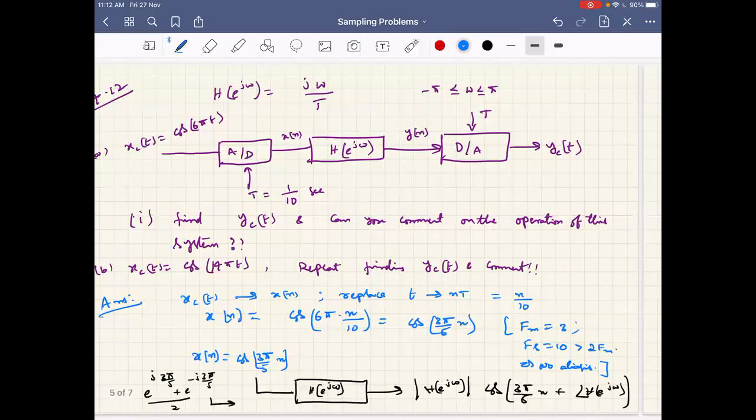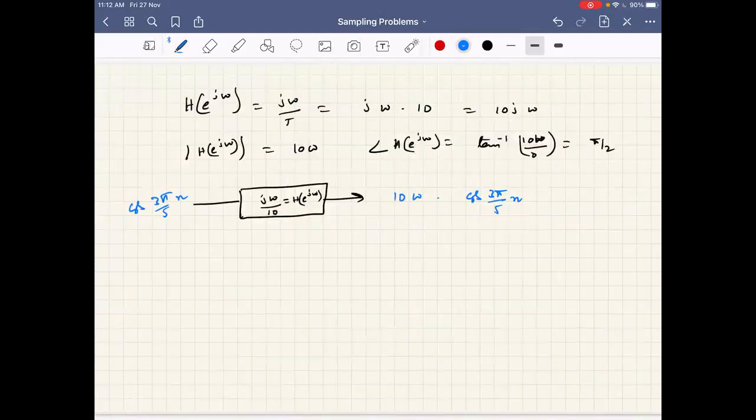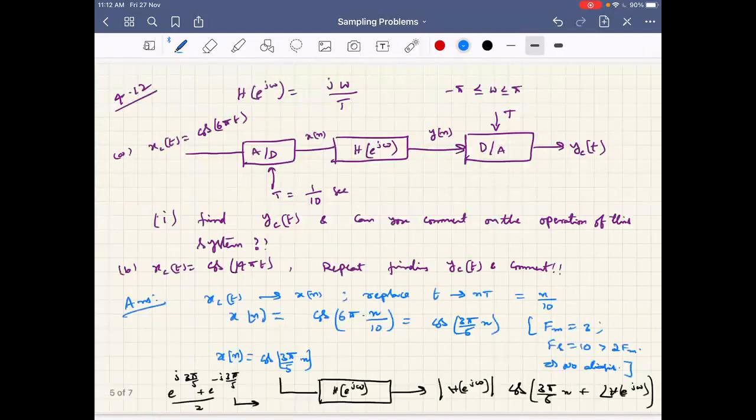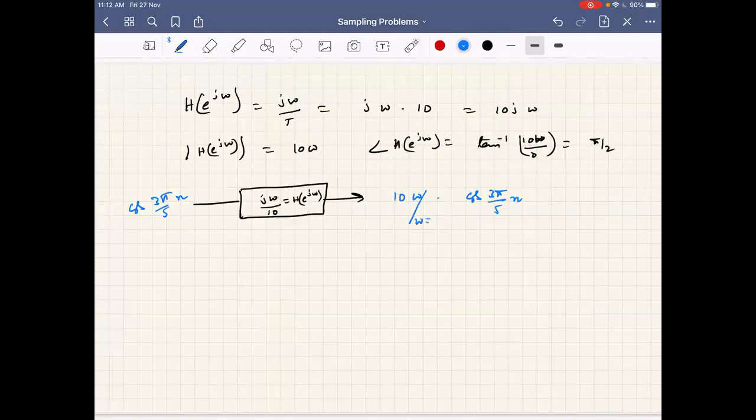So where should this be evaluated? Here I have written H of j omega, but this should be evaluated at omega equal to 3 pi by 5, omega naught. This omega naught also has to be operated at omega equal to omega naught, where omega naught is equal to 3 pi by 5. So you can see from here, this is omega naught. So it has to be operated at omega equal to 3 pi by 5.